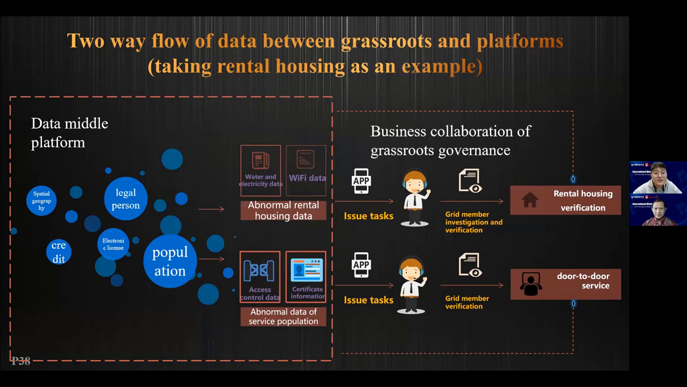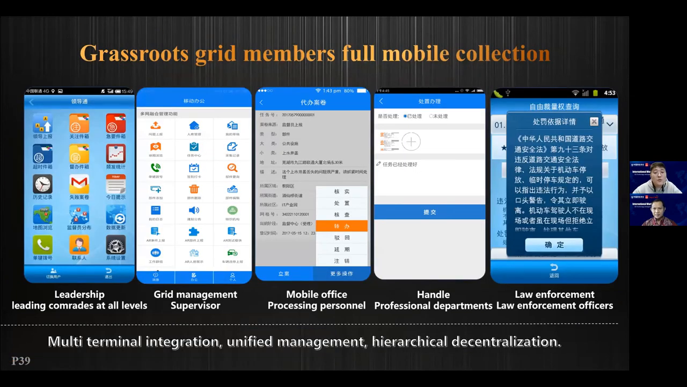In addition, the data center can provide data support for the GraphQL worker, such as housing data, population data, abnormal rental housing data, and abnormal data of service population. Then the GraphQL worker can check the data on site according to the data provided by the data middle platform, and then feed the data back to the data middle platform. And the whole mobile urban management system enables leaders to supervise and check the problems of urban management and personal work through mobile phones, so that grid members can report problems and professional departments can deal with problems more timely. Cities can work more conveniently, and law enforcement members can enforce the law more regularly.